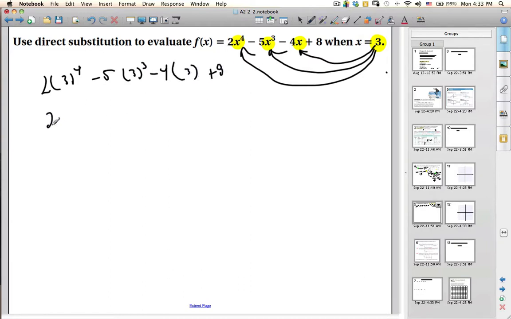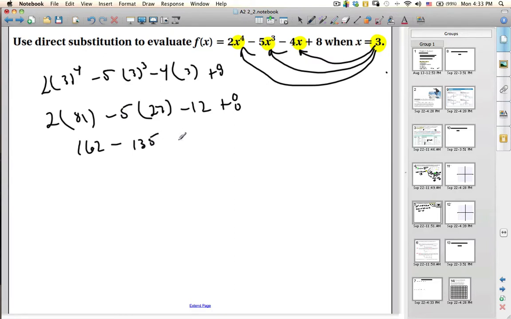And when I simplify this, I'll have 2 times 3 to the 4th power, which is 81, minus 5 times 3 to the 3rd power, which is 27, minus 12 plus 8. So this is 162 minus 135 minus 12 plus 8. So 162 minus 135 is going to become 27, I believe. Yeah, 27. Minus 12 plus 8. 27 minus 12 is 15 plus 8, and I just get 23.